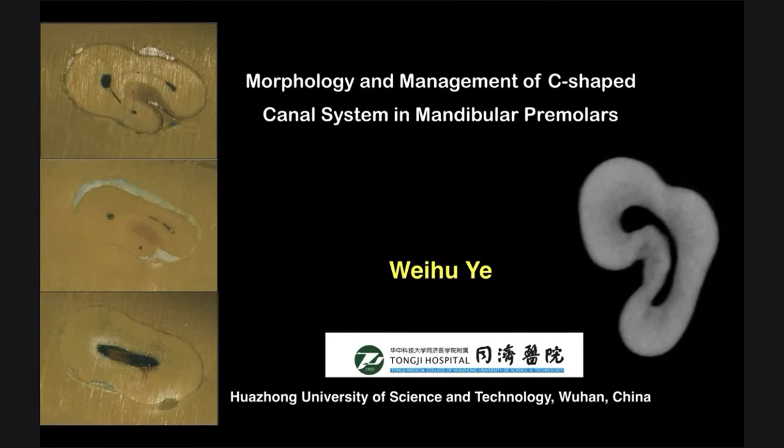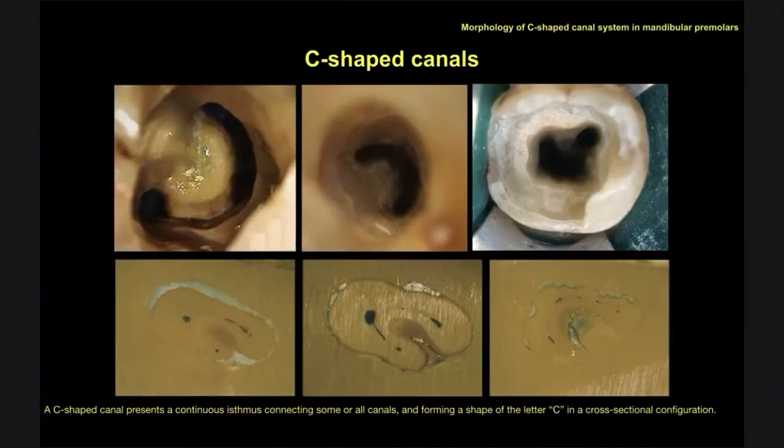Today, my topic is morphology and management of C-shaped canal system in mandibular premolars. A C-shaped canal presents a continuous isthmus connecting some or all canals and forming a shape of the letter C in a cross-sectional configuration.